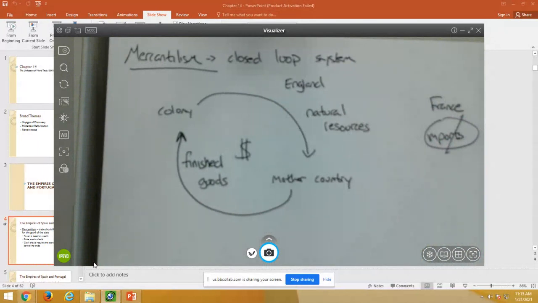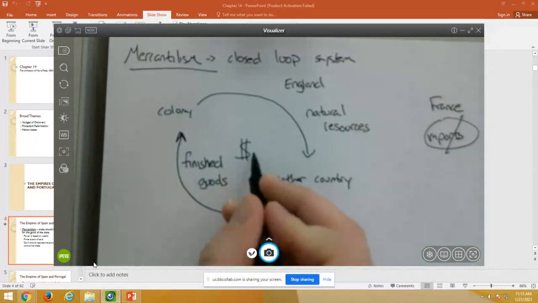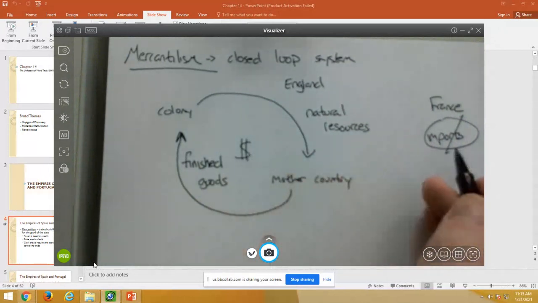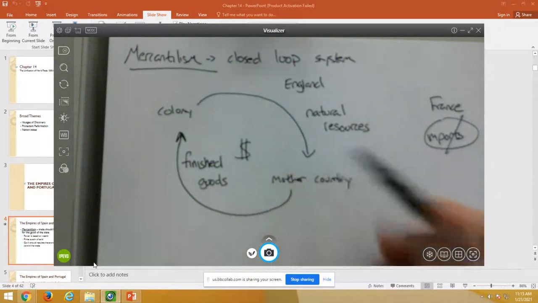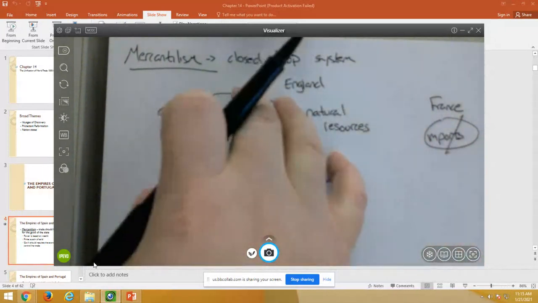If you want to buy French soap, too bad. It's not allowed. The law says you can't do business with France because that would mean your money is being sucked out of England and moved over to France. That makes you weaker and them stronger. You want to keep it all in house.